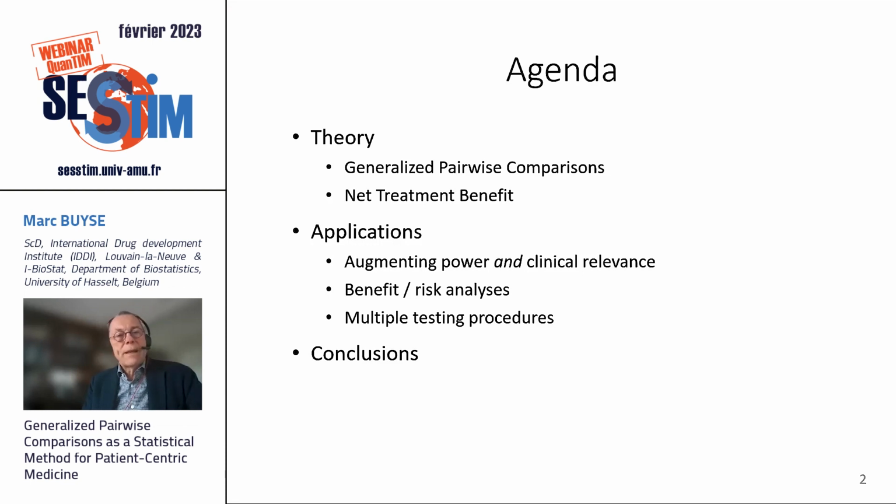One in which I will show that GPC, generalized pairwise comparisons, allow you to do 2 things at once: increase the statistical power of the tests that you use to analyze data, and also increase the clinical relevance of the analysis. And that's why it's a good method for patient-centric analyses, because you can focus on what is really clinically relevant, as I will show. I will also show that this method can be used for rigorous benefit-risk analyses. And then I will finally give a few words on why this method is preferable in at least some cases to multiple testing procedures. And then I will conclude.